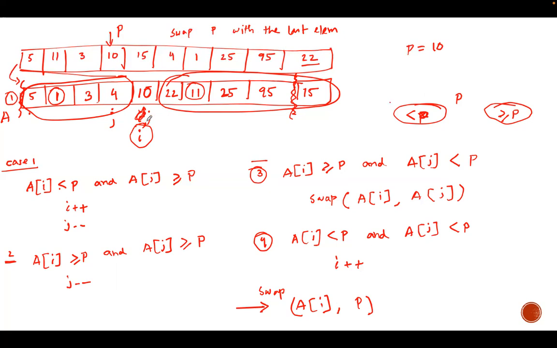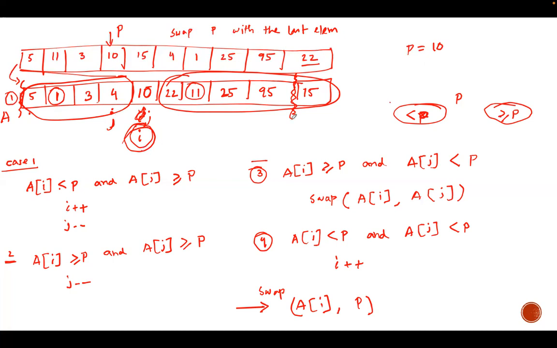All right. So when the index j is less than i, it means we are done traversing all the items, and we are going to just move the pivot to the correct position, swapping with the number pointed to by i.